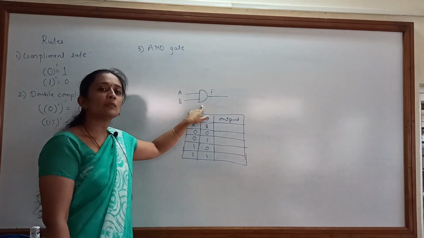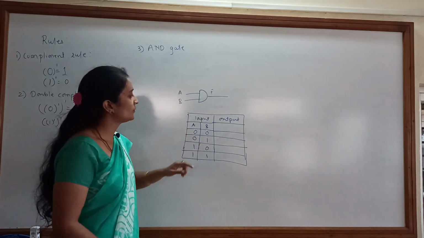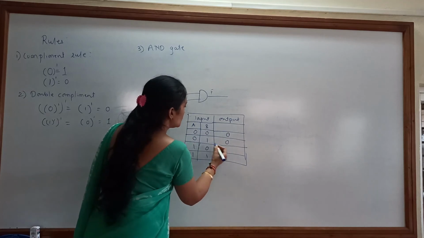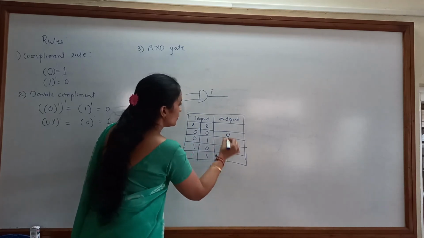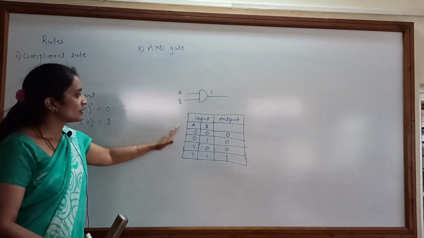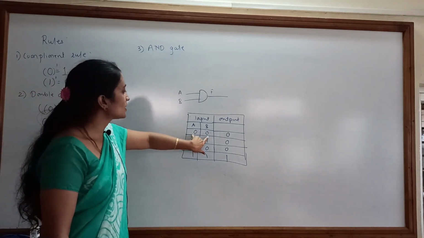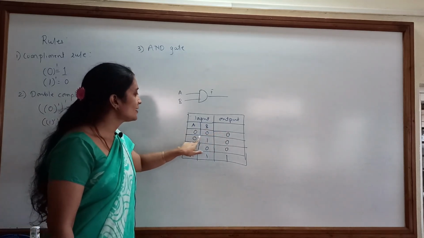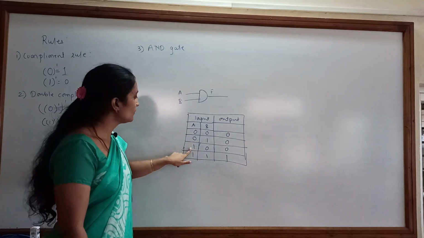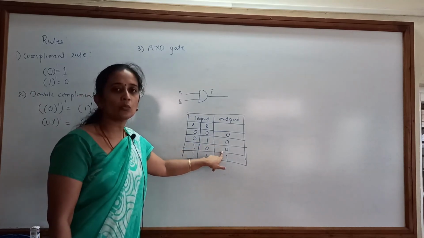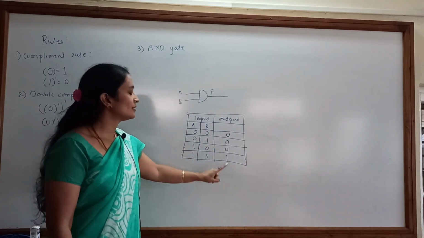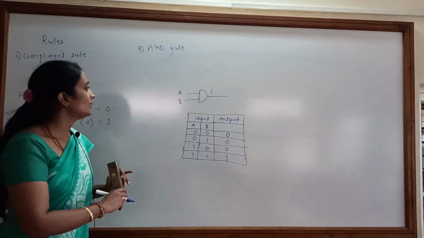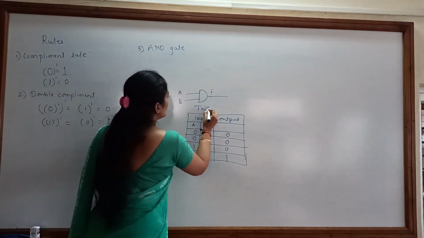AND gate is nothing but multiplication. If you multiply 0 with 0, what will be the answer? 0. 0 into 1, 0. 1 into 0, 0. And 1 into 1, 1. This is truth table. Means if both values are 0, you will get output 0. If B is 1, A is 0, then again output is 0. If A is 1, B is 0, again output is 0. And if both are 1, then output is 1. This is the truth table for AND gate.